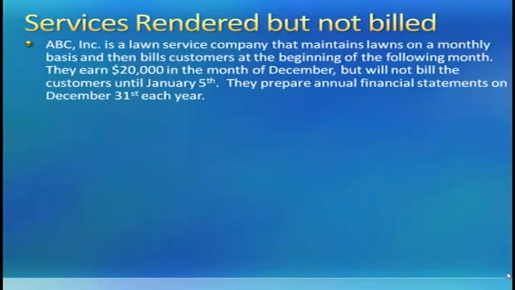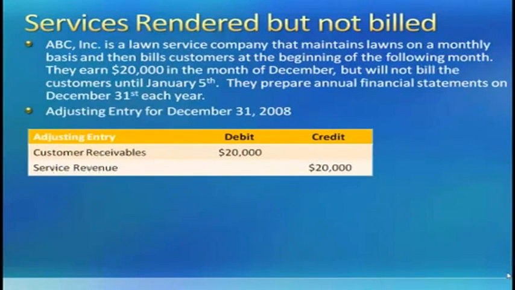The second example is services rendered but not billed. In this case, ABC Inc. is a lawn service company that maintains lawns on a monthly basis and then bills customers at the beginning of the following month, and they earn $20,000 in the month of December but will not bill the customers until January 5th. If they prepare annual financial statements on December 31st each year, what we're going to find is that even though they're not billing customers until January 5th, they have earned the $20,000 by the end of December. So at the end of December, we're going to want to accrue that $20,000 worth of revenue, despite the fact that it hasn't even been billed yet. And the way we'll record it is a credit to service revenue and a debit to customer receivables of $20,000.